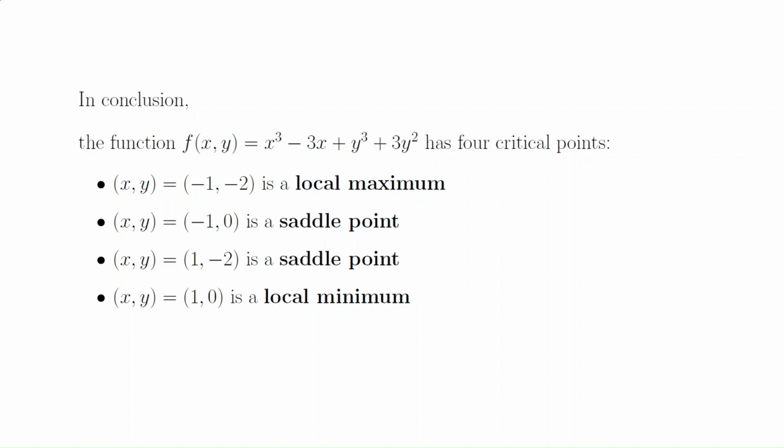In conclusion, our function f has 4 critical points, and our criterion for the signs of the leading principal minors of the Hessian matrix at each critical point allowed us to classify them. There is a local minimum, a local maximum, and 2 saddle points.